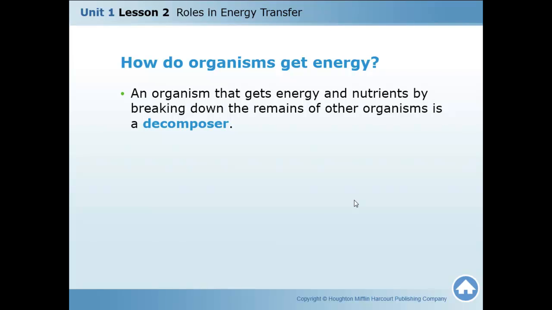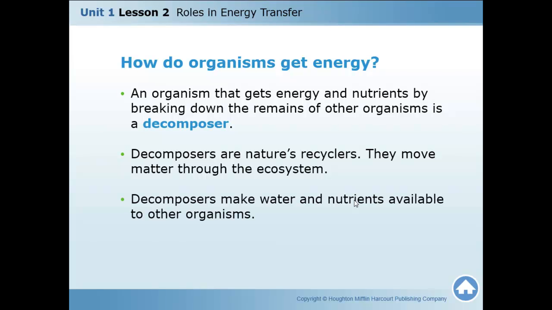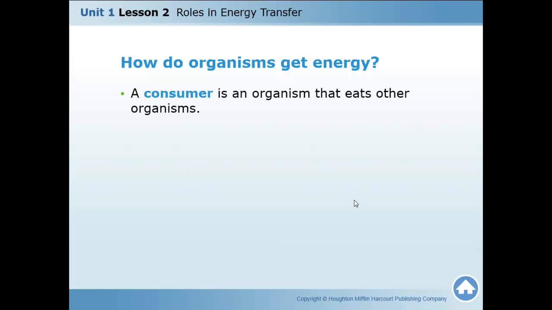The second type is decomposer. An organism that gets energy and nutrients by breaking down the remains of other organisms is a decomposer. Decomposers are nature's recyclers. They move matter through the ecosystem. Decomposers make water and nutrients available to other organisms. So the decomposer eats the remains of the food.